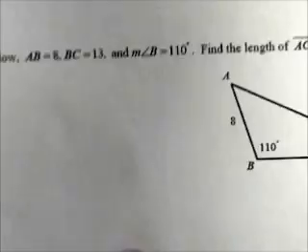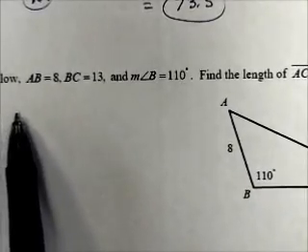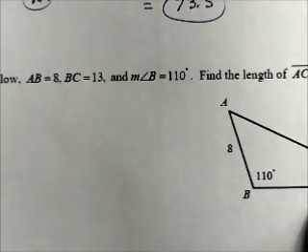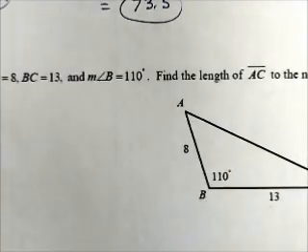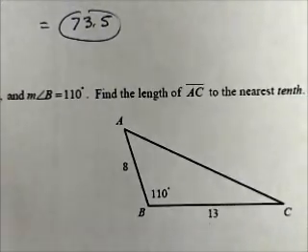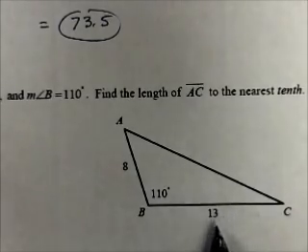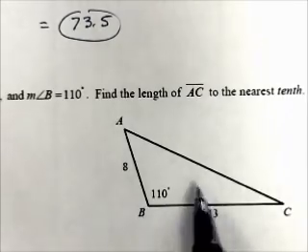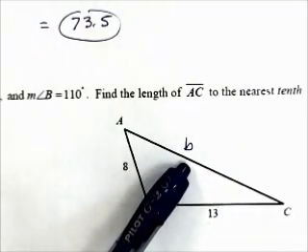So the next example, we have in triangle ABC below, AB is 8, it's already marked for us. BC is 13, it's already marked. Angle B is 110. We want to find the length of AC to the nearest tenth. Well, what lowercase letter would represent AC? Well, that's the side opposite angle B, so it would be lowercase b. So we're trying to find this side.